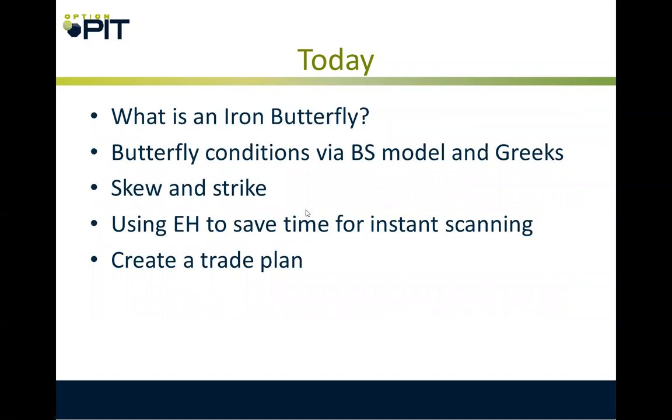So what we'll do today is, what is an iron butterfly? Butterfly conditions, just understanding kind of how Black-Scholes works and the Greeks. We'll talk about skew and strike, and then how edge hunters use it to look for something and why you want to look for it. That's the important thing. There's always like a why, and then trying to create some kind of a trade plan around it.